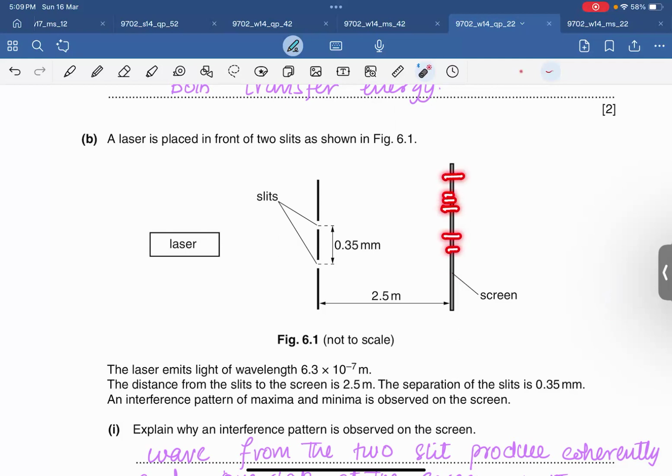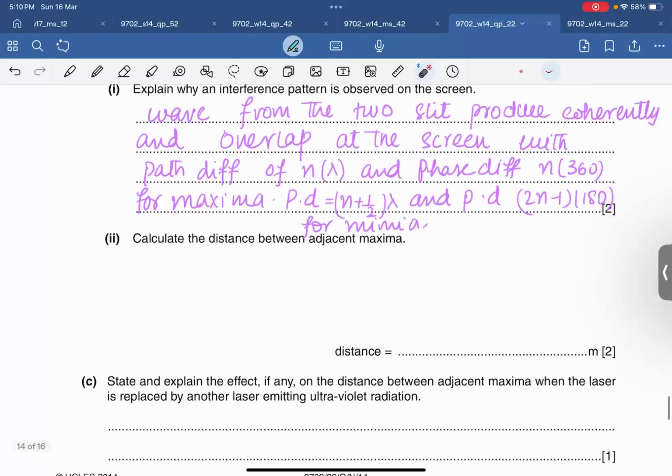Okay, so if you're using non-coherent light, you will see an inconsistent pattern. Light should be coherent in order to have equally spaced fringes. Okay, fine, let's move on.